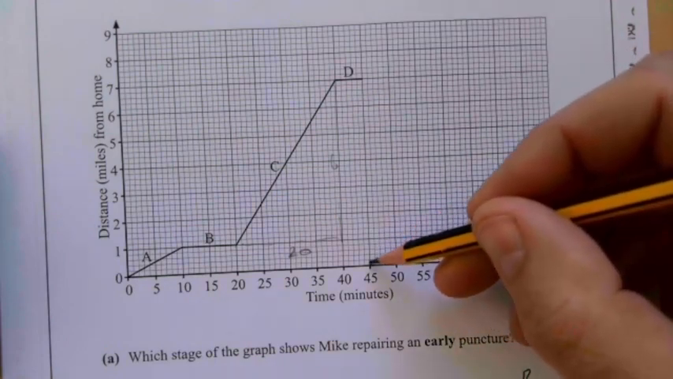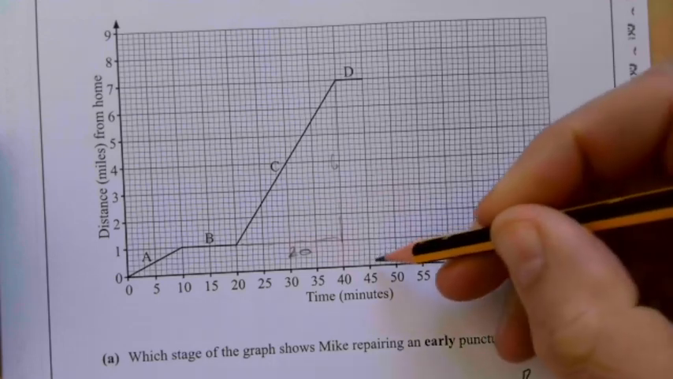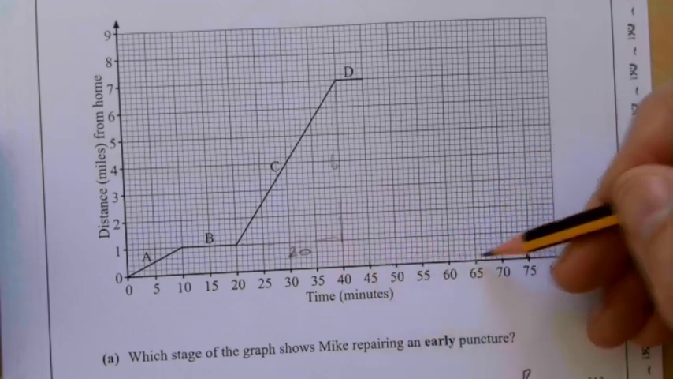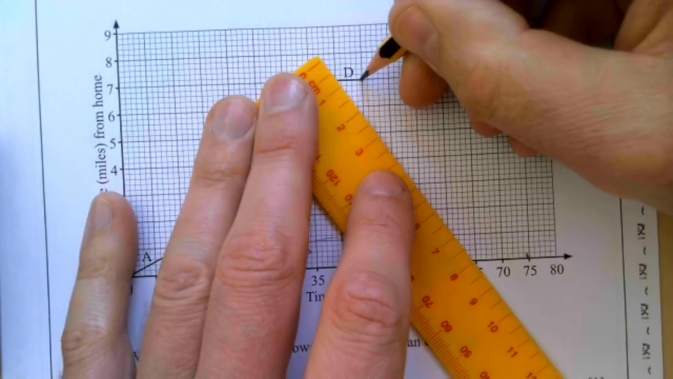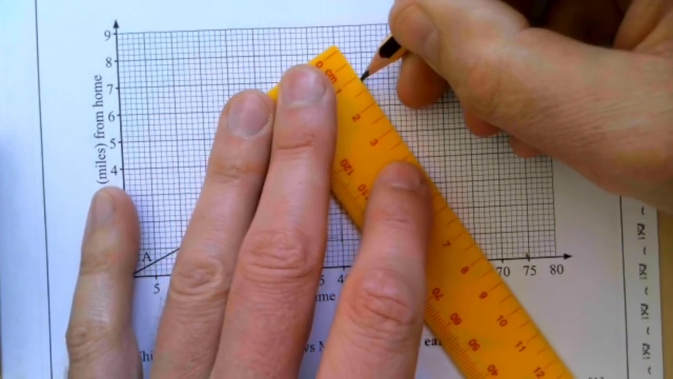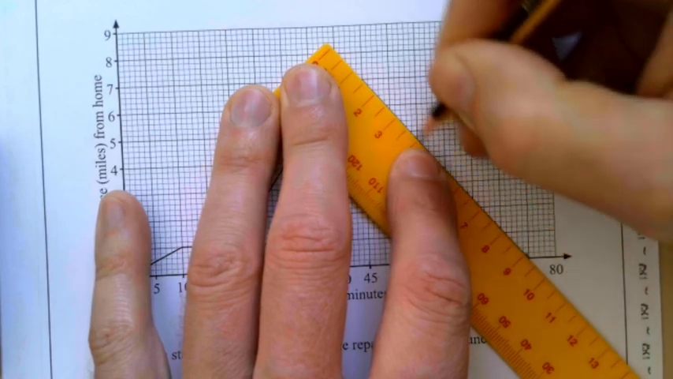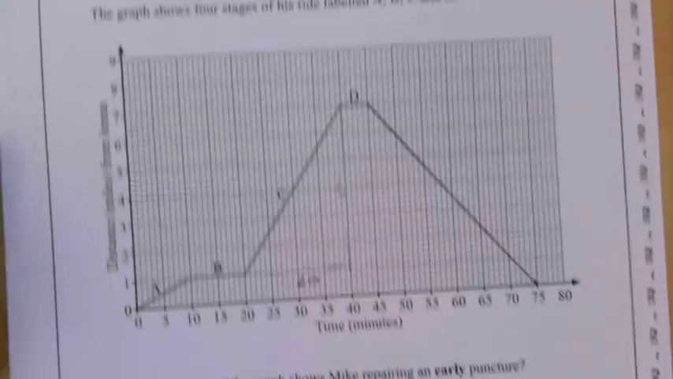So we want to go for 45 through then to 75. Would be what we're looking for 45 through to 75, because that would be 10, 20, 30 minutes. So we want to join it up then like that. That's us.